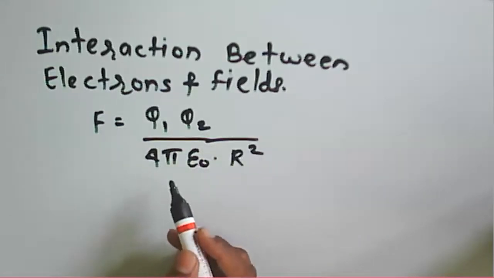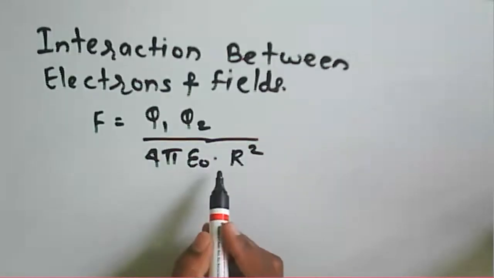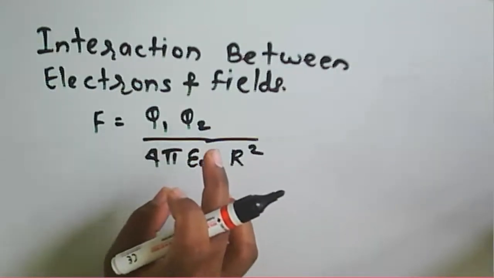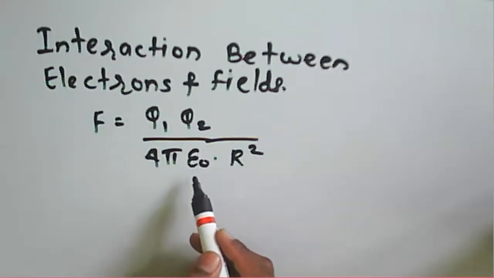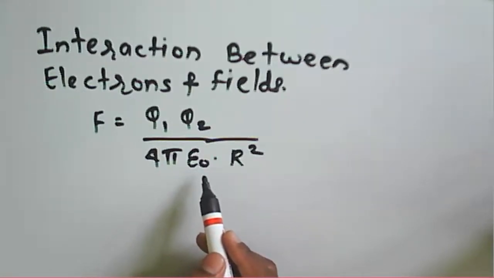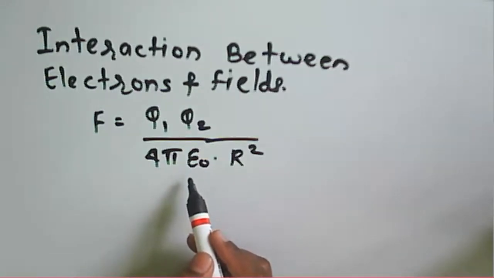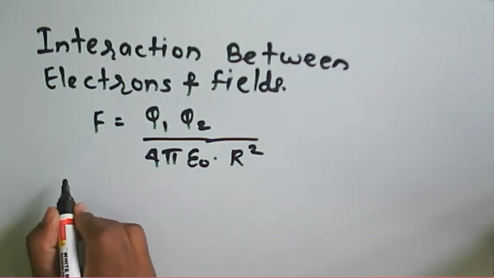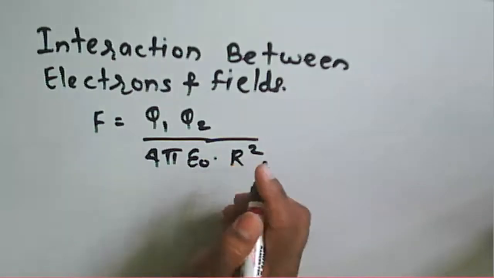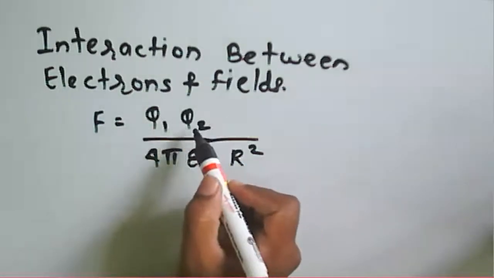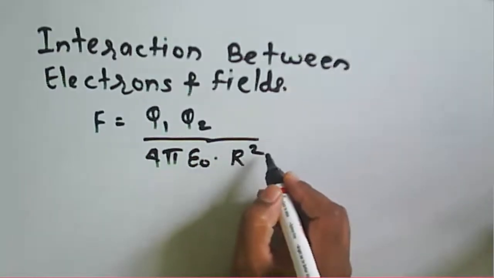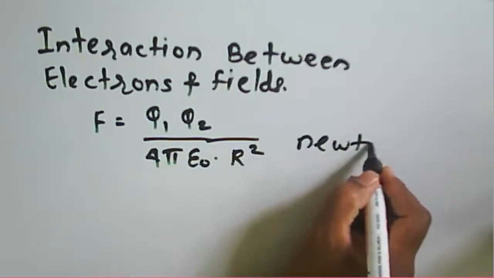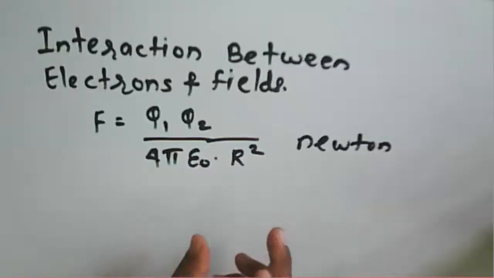Now Q is a charge in coulombs, and R is the distance between these two charges, and we will get the force F. Epsilon 0 is the permittivity of free space, and that is 8.854 into 10 to the power minus 12. Now if we write the equation with the unit for all these components, the unit for this force F is what? A Newton. F is in terms of Newtons, that we can write.